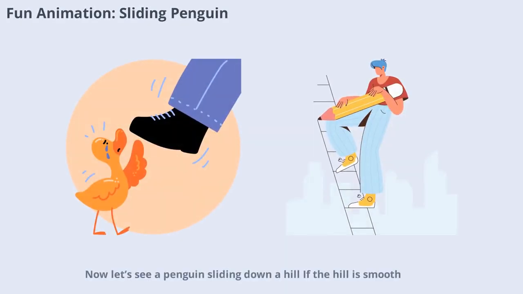Now let's see a penguin sliding down a hill. If the hill is smooth, the penguin slides easily. But if there's a bump, the penguin gets a jolt. This shows the difference between differentiable and non-differentiable curves in a fun way.